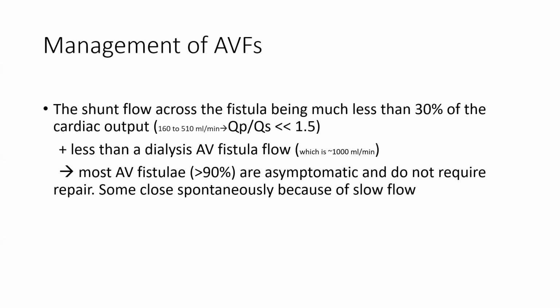If shunt flow is over 30%, it translates into a QPQS of 1.5, which is hemodynamically significant. But the shunt flow across those peripheral iatrogenic AV fistulas tends to be 160 to 510 milliliters per minute, which is far lower than the systemic output, and QPQS ends up being less than 1.5. And it's usually a lot less than a dialysis AV fistula flow, which is close to a liter per minute.